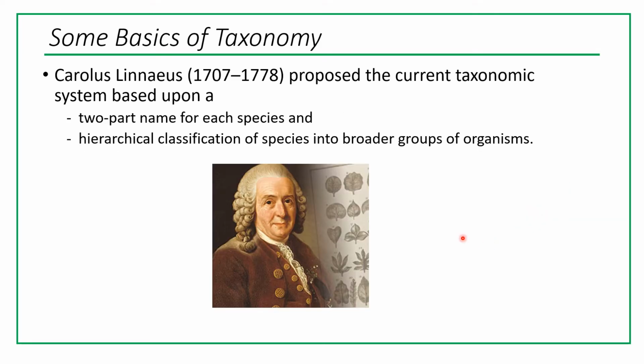So, some basics of taxonomy. Carolus Linnaeus proposed the current taxonomic system based on a two-part name for each species and hierarchical classification of species into broader groups of organisms. So that's the guy.